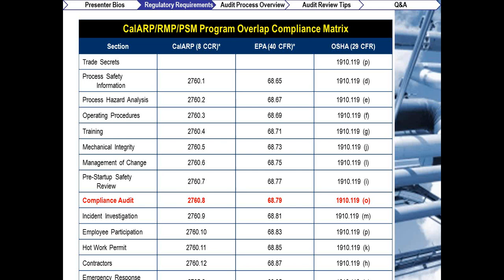So here's an overview of those various programs. On the far left, you have the CalARP regulations. In the middle, you've got the EPA RMP regulations. And on the far right, you have OSHA PSM regulations. And you can see with all 3, compliance audit program management is needed.